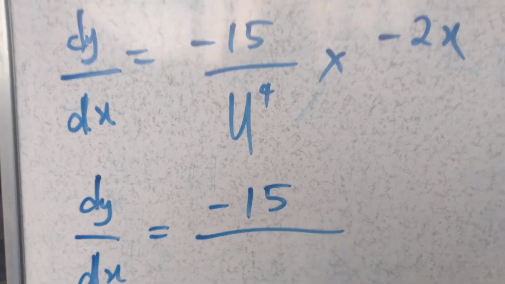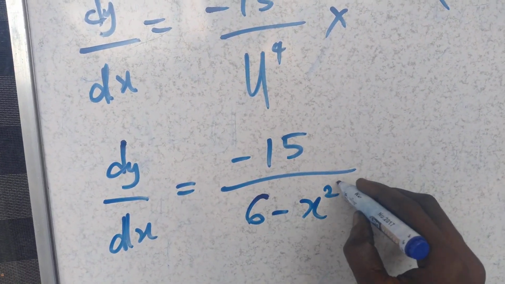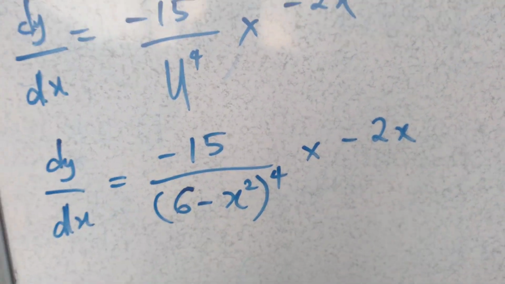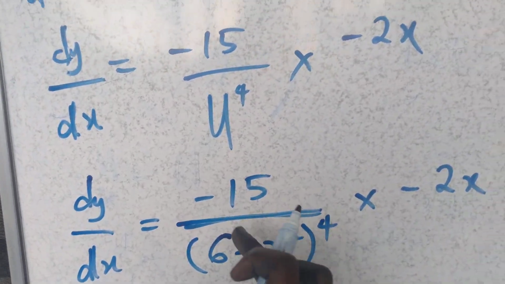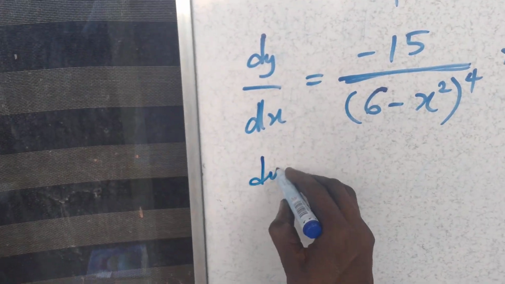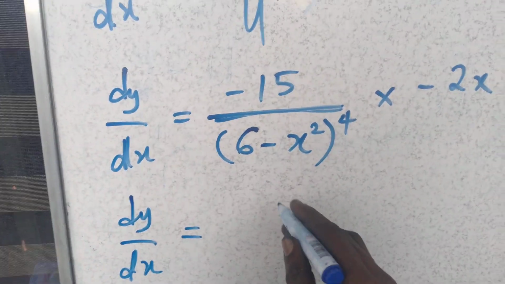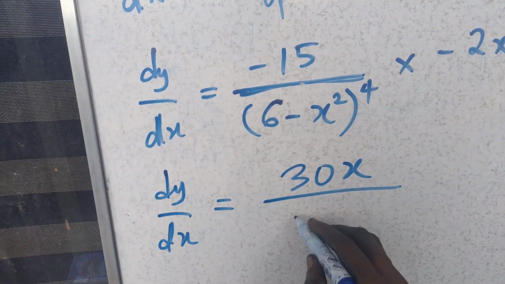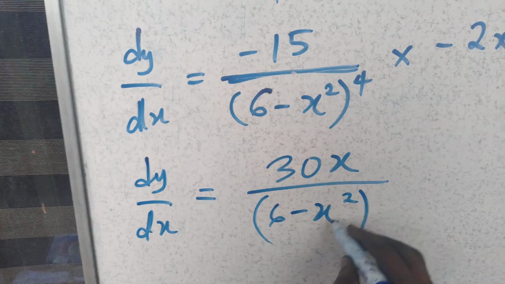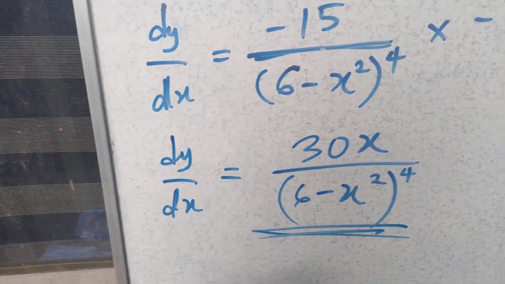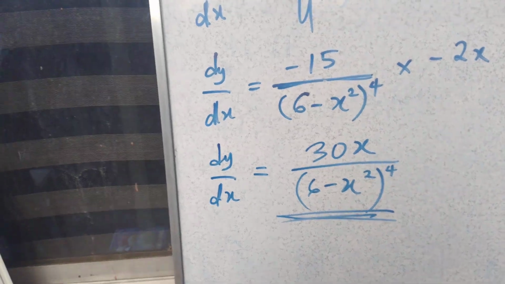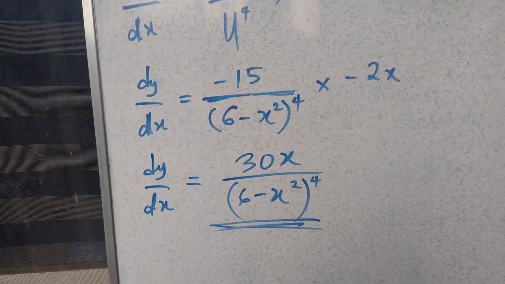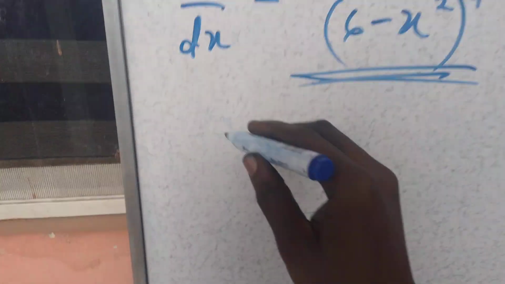So let's put it there. I'll have (6 minus x squared) all raised to power 4 times minus 2x. Minus times minus is plus. That means dy/dx is equal to 2 times 15, which is 30, so 30x all over (6 minus x raised to power 2) all raised to power 4. That's the final answer for that. Okay, let's solve the next question, question D.